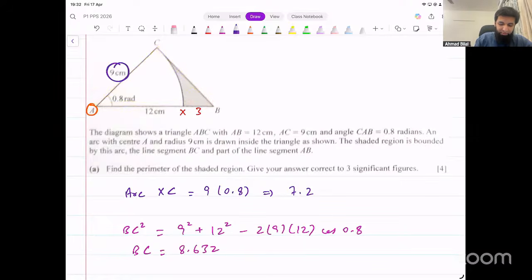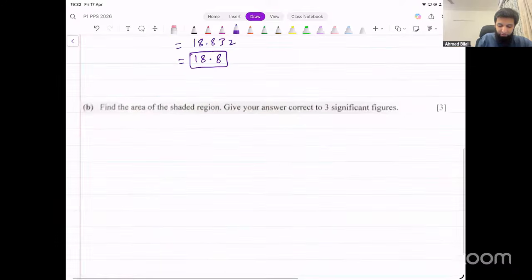We've got two sides and the angle between them. Half ab sin C will work. What about the area of the sector? Half r squared theta. And that's going to give you the area of the sector. Half into 9 squared into the angle. Right? So it's triangle minus sector. That will be the area of the shaded region.